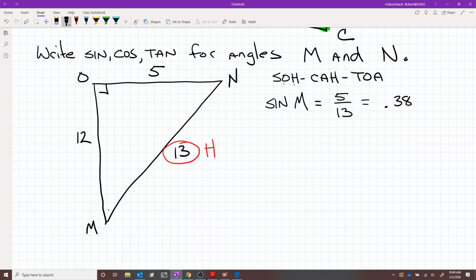Now we're going to write cosine of angle M. Cosine is equal to adjacent over hypotenuse. What is the length of the side adjacent to M? It's 12. And the hypotenuse is still 13, isn't it? So 12 divided by 13, which is 0.92.